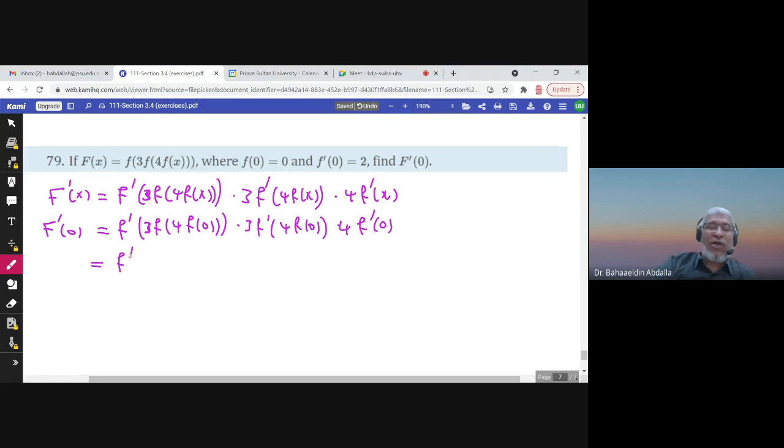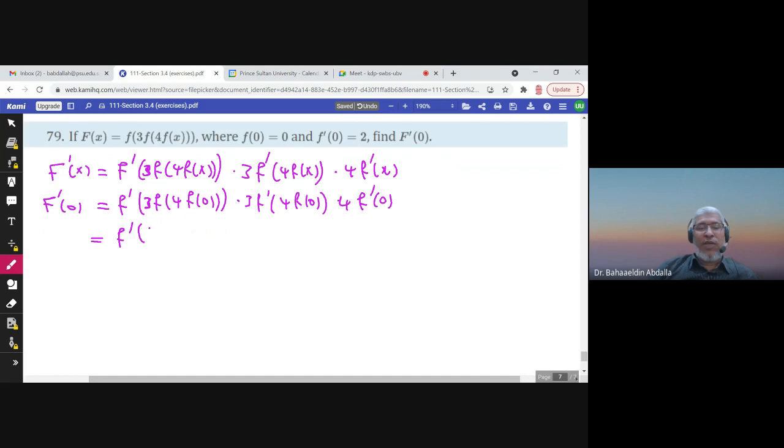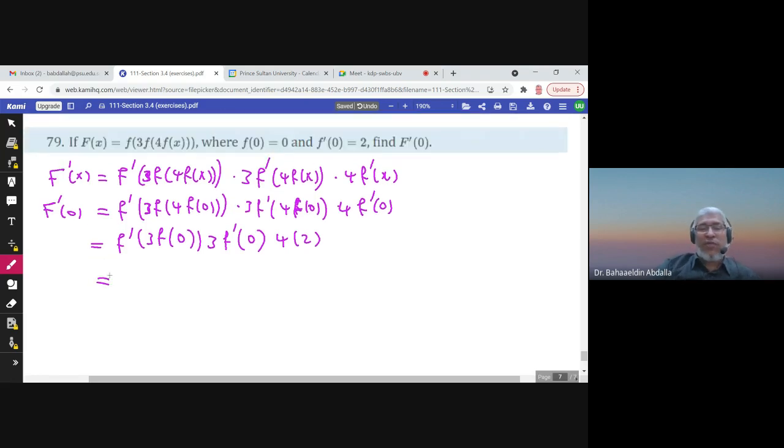Well, this is f prime of 3f of f of 0. F of 0 is 0. 4 times 0 is 0. Here, 3f prime of, this is f, okay? 4f of 0. F of 0 is 0, so 4 times 0 is again 0. F prime of 0. F prime of 0 is 2. What is f of 0? F of 0 is 0. 3 times 0 is 0, so I need f prime of 0 times 3 times f prime of 0, which is 2, and 4 times 2 is 8.